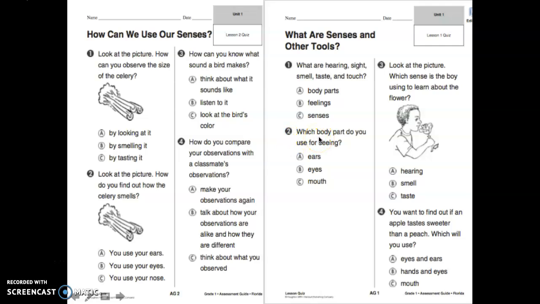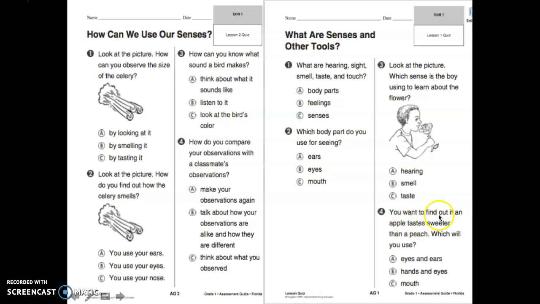Number 2, which body part do you use for seeing? A, ears, B, eyes, or C, mouth? Number 3, look at the picture. Which sense is the boy using to learn about the flower? Look at the picture. Is he using a sense of hearing, smell, or taste?